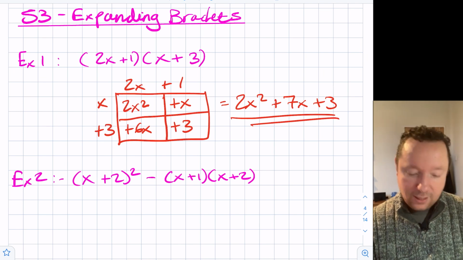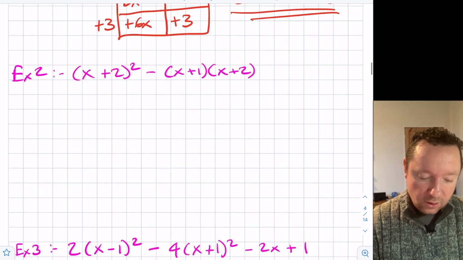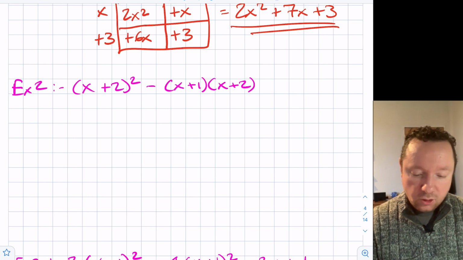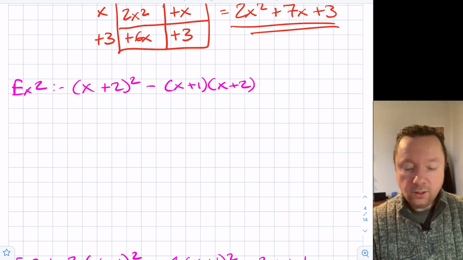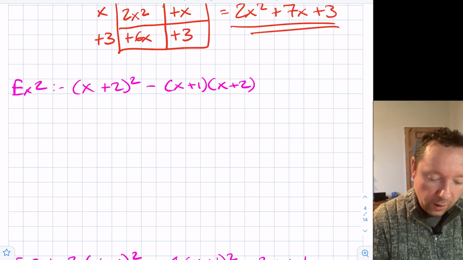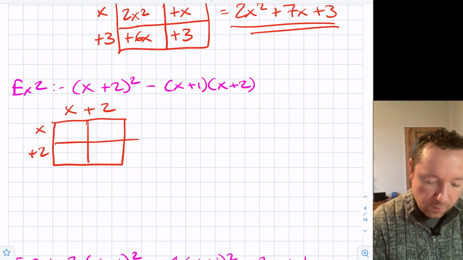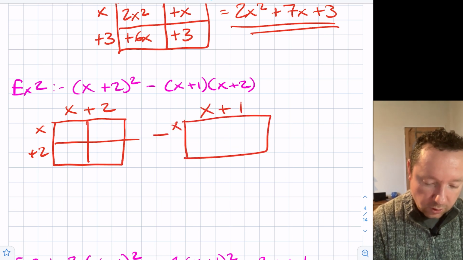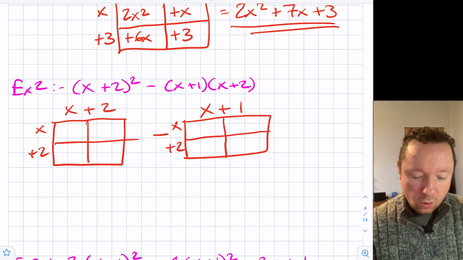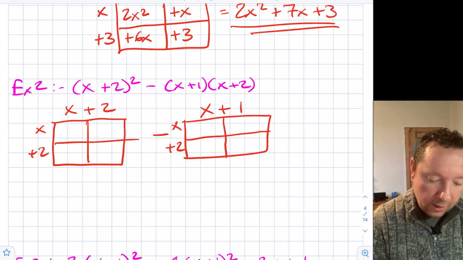Let's look at a few harder examples, expanding and simplifying. So example 2 says x plus 2 squared minus x plus 1 times x plus 2. So x plus 2 squared means x plus 2 times x plus 2. And minus x plus 1 times x plus 2 again. So we have got x times x is x squared plus 2x plus 2x and plus 4.